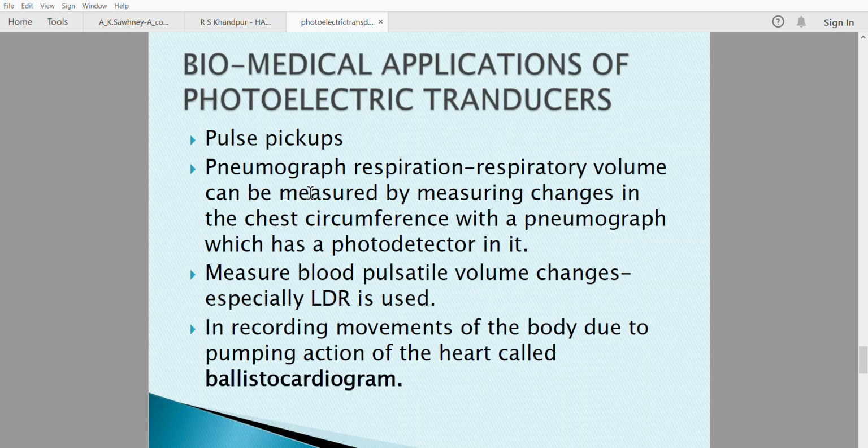Okay, biomedical applications include pulse pickups and pneumograms. Respiration and respiratory volume can be measured by measuring the changes in chest circumference with a pneumogram, which has a photodetector in it. The blood pulsatile volume changes, especially with an LDR, are used in recording movements of the body due to the pumping action of the heart, called ballistocardiograms. All these biomedical measurements are used mainly when a physical parameter changes the incident photons of radiation. Okay, so this can be used for biomedical applications.